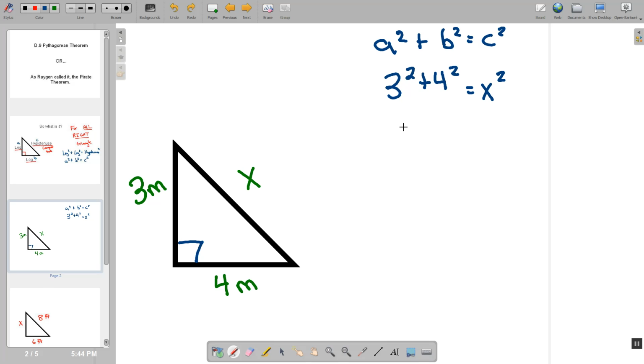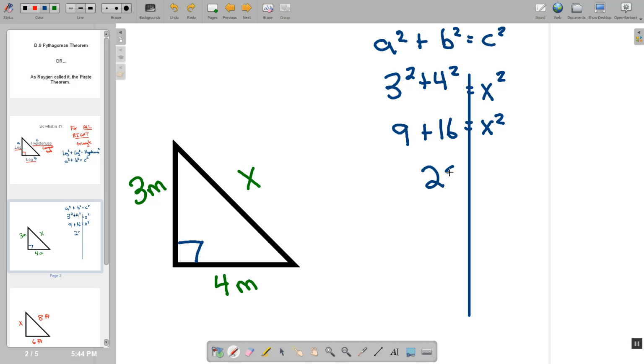Well, 3 squared is 9. 4 squared is 16. We set that equal to x squared. And now we have just a regular equation. We can actually draw a line through our equation and solve it just like we used to. 9 plus 16 is 25. And that's equal to x squared. This is the step that I always recommend people actually writing down, because the next part is a little bit different than what you did before.